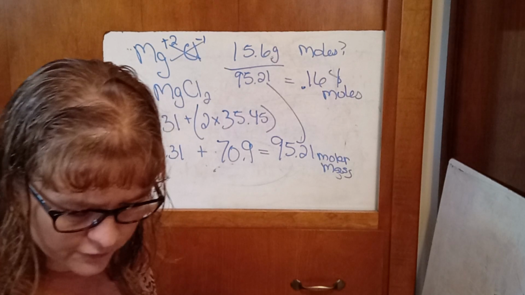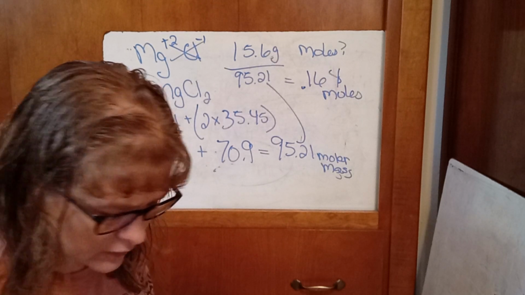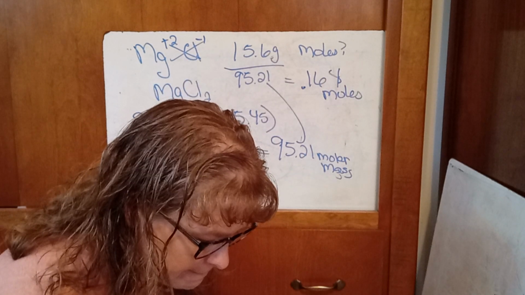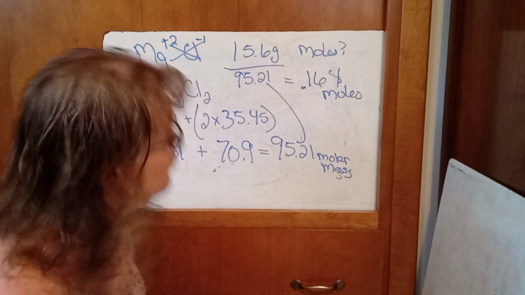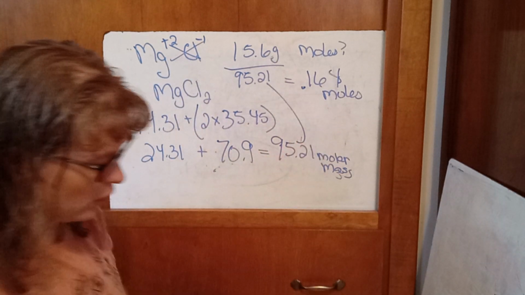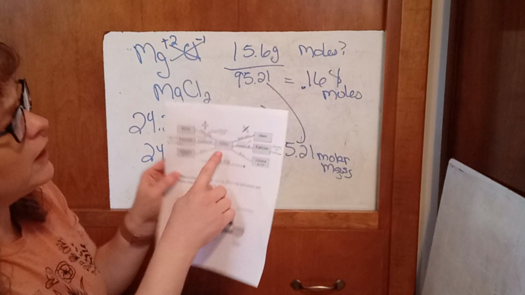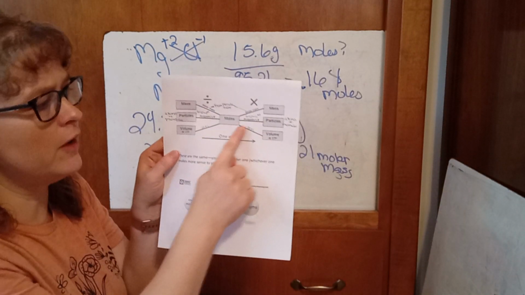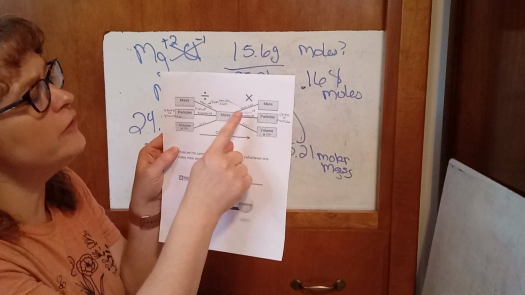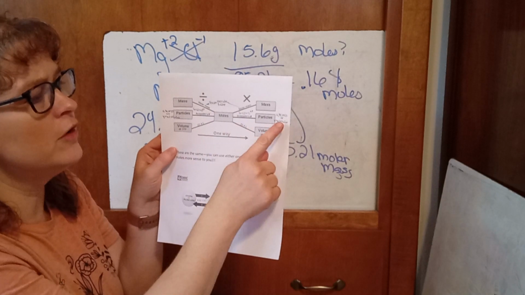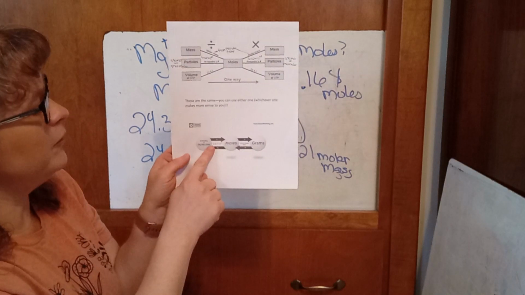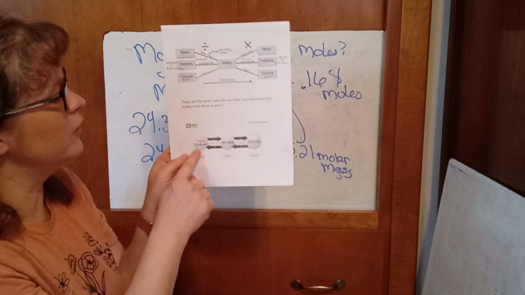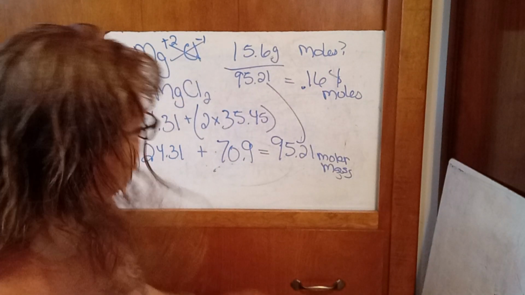Okay. Then it says, how many molecules of magnesium chloride does she have? So we know moles and we want to know molecules. So moles times Avogadro's number will give us molecules. Same thing down here. Moles times 6.02 times 10 to the 23rd will give us molecules. So we can do that.